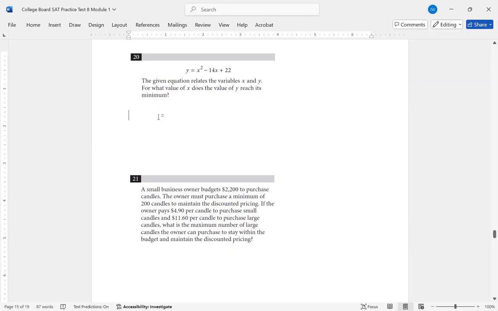Question 20. The given equation relates the variables x and y. For what value of x does the value of y reach its minimum? Now, the best way to do this is to immediately recognize that this equation is a parabola. And because we have a positive coefficient on my x squared term, it's an implied 1, that's a parabola that's going to be pointing up. So the minimum value for this parabola is going to happen at the vertex of this parabola.